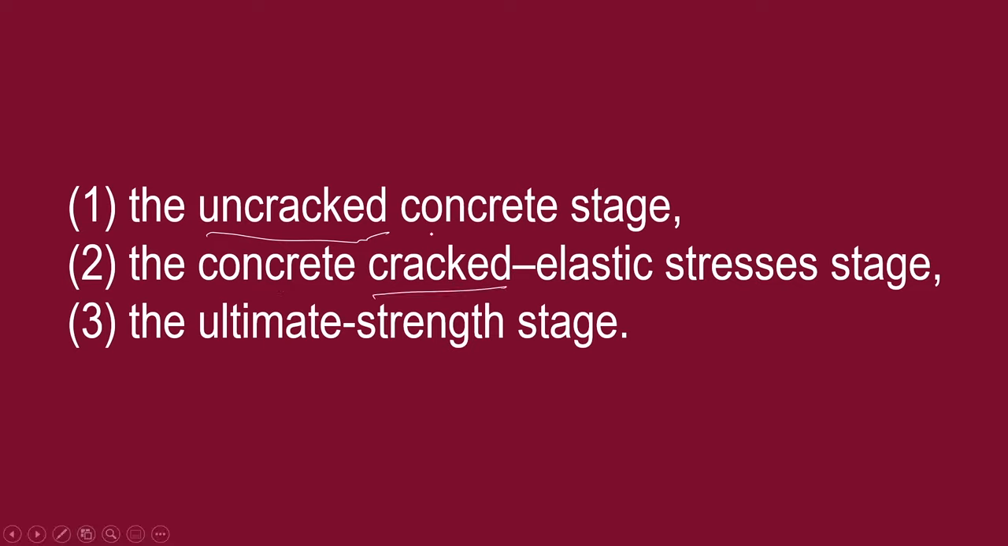Then solve for MCR. We also need the YT. What is the YT here? The distance from the neutral axis to the extreme fiber in tension. This is your YT, the distance here. So that is half of the 450, equal to 450 over 2, which is 225 mm. This is your YT. So now you can solve the MCR.